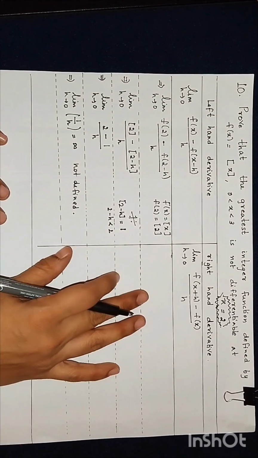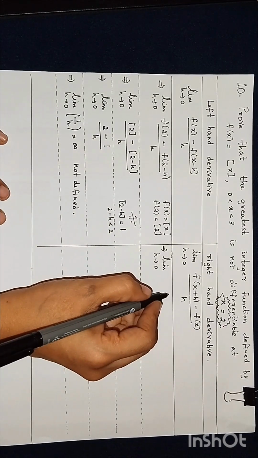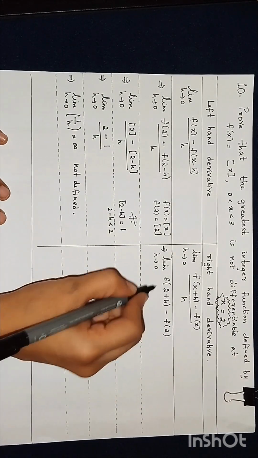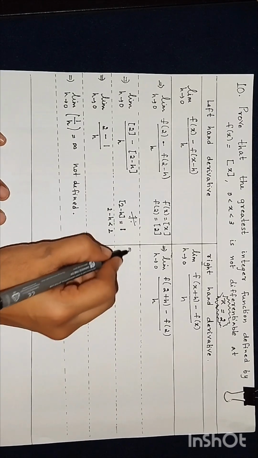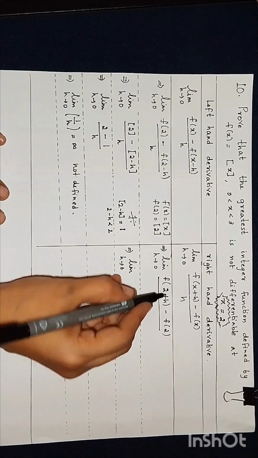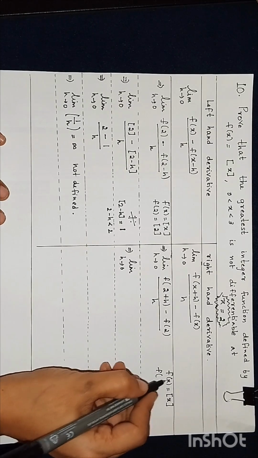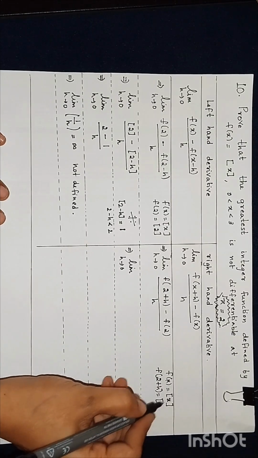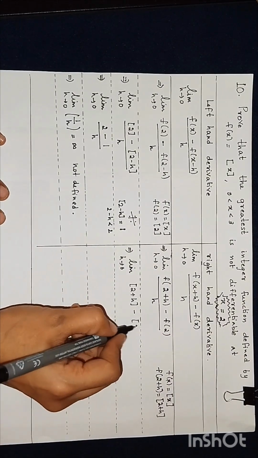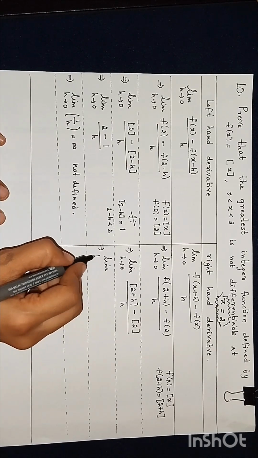Okay. Now the right hand derivative, this implies limit h tends to 0. In the place of x we will write 2 plus h, minus f of 2, divided by h. How are we going to write this? By using the function, if f of x is equal to the greatest integer of x, but in the place of x we have 2 plus h, so here also we will write 2 plus h. So we will get the greatest integer of 2 plus h, and here we will write 2, divided by h.